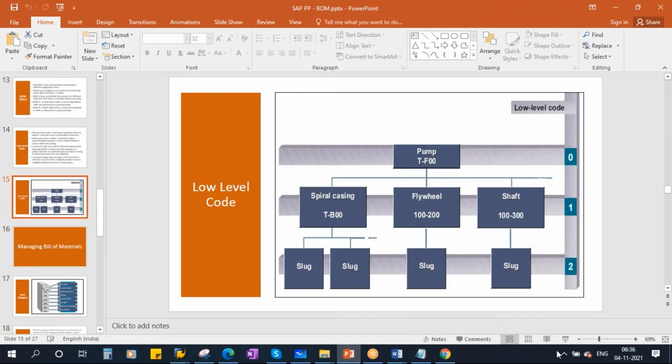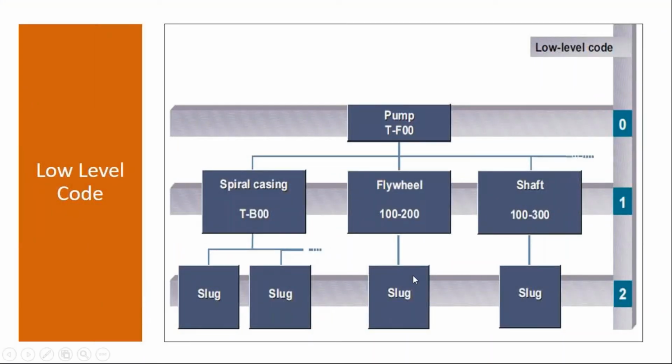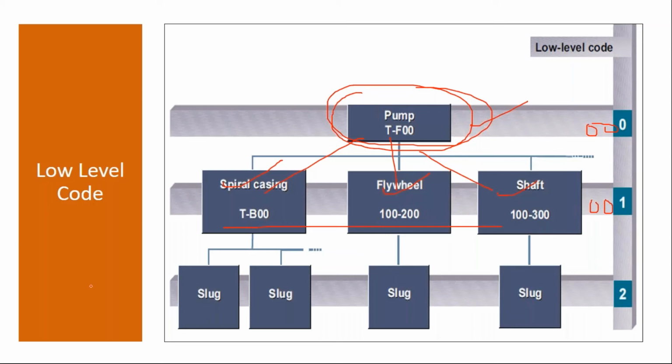Suppose you have your top product, top material, the finished product. For the finished product, the low level code will be 000 by default; the system will assign it. Now the next level, level 1 materials in the BOM: the system will assign a low level code 001. Next level, you can have the next level also. Here the system will assign low level code 002 for these materials. The system automatically assigns it when you create the BOMs.